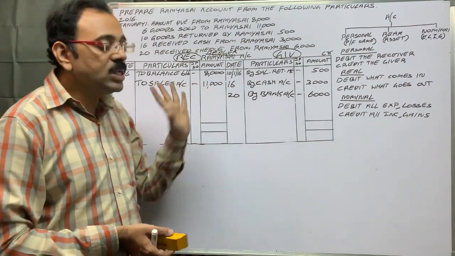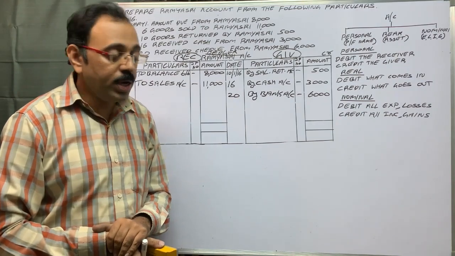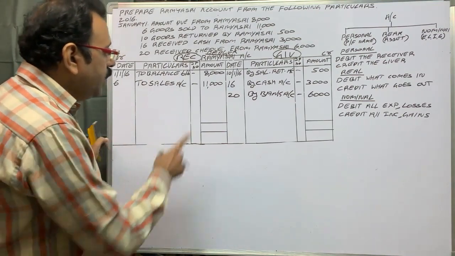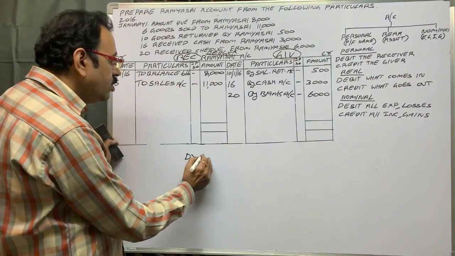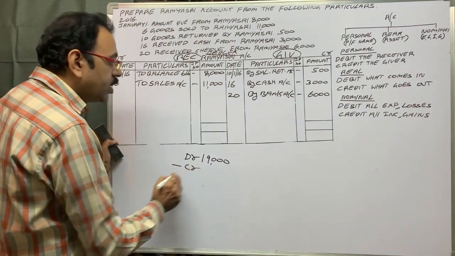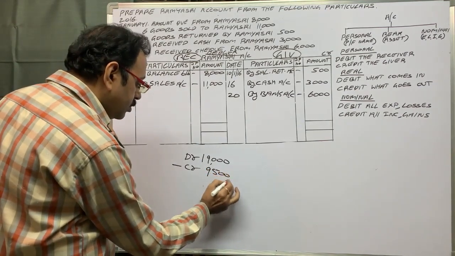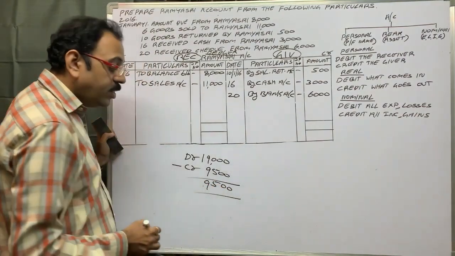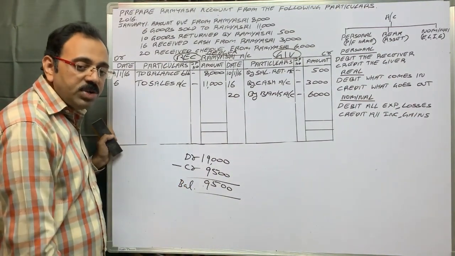Now, posting work is completed. Next work is balancing. How to do that? Observe which side total is more. Debit side total is more. So in rough notes, debit side total, first you have to find out, minus credit side total. $9,500 is the balancing figure. This side we should write.